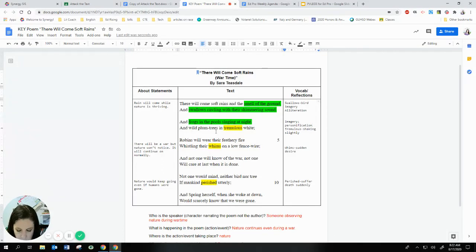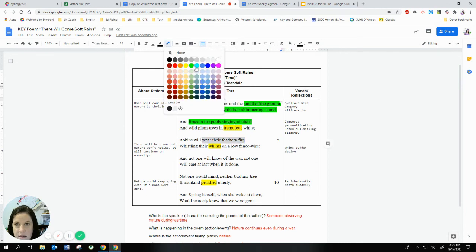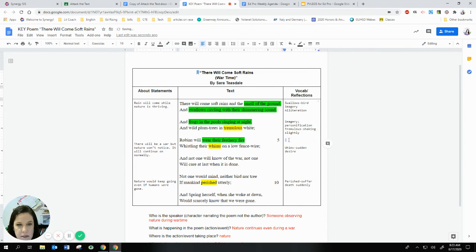So then we go down to the next chunk. Robins will wear. So we have these feathery fire. Again, you can kind of see the feathers by the way they're described. So that's imagery. But we also have personification, because wearing is a human quality.